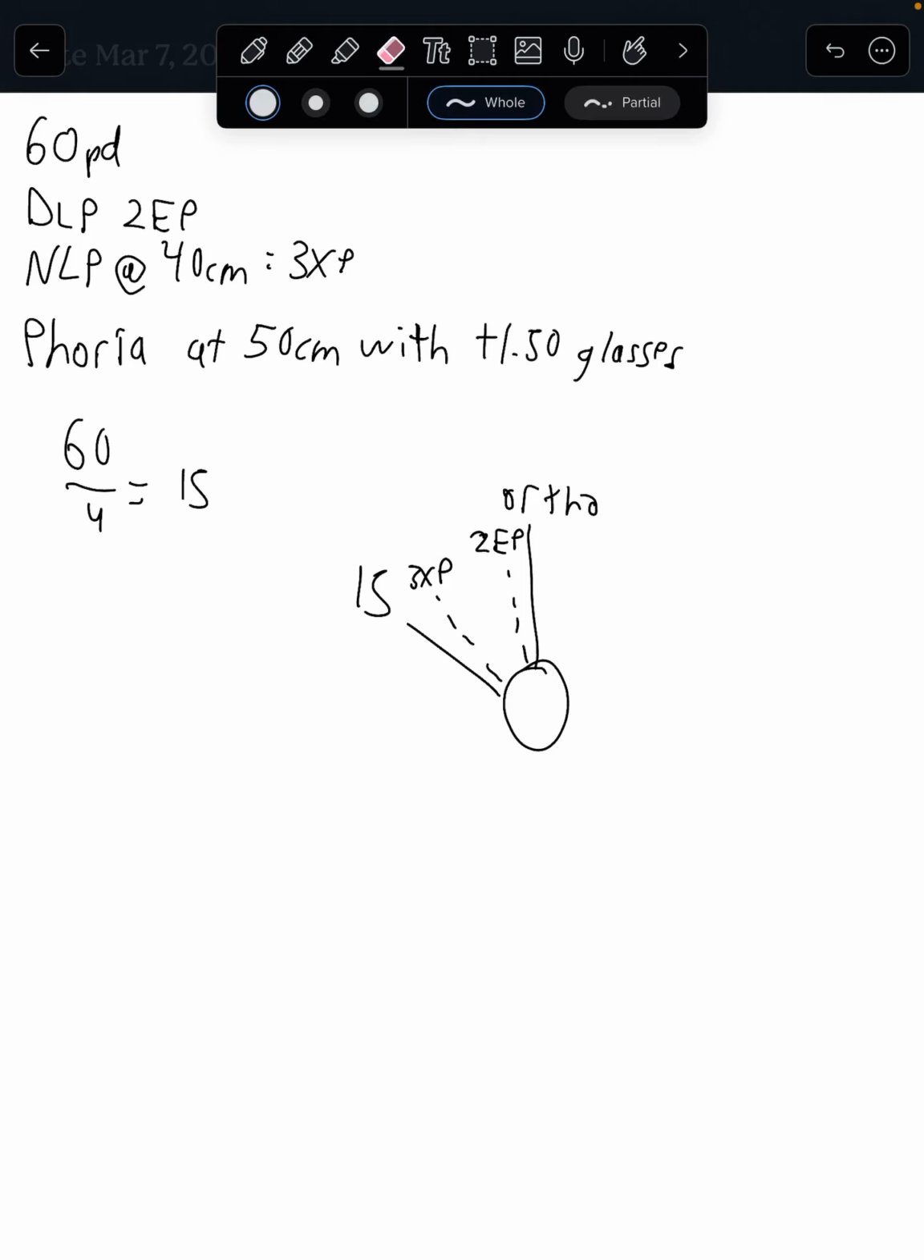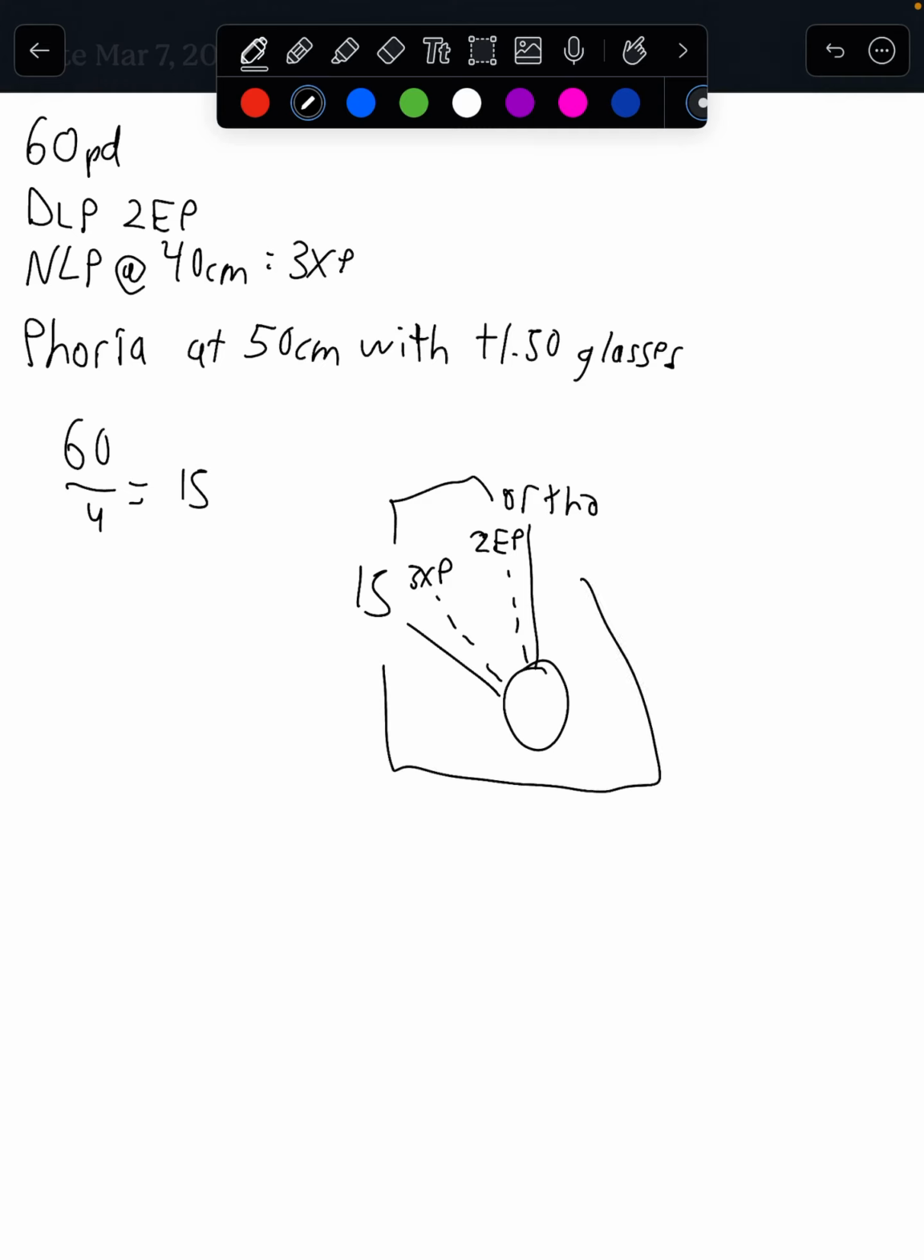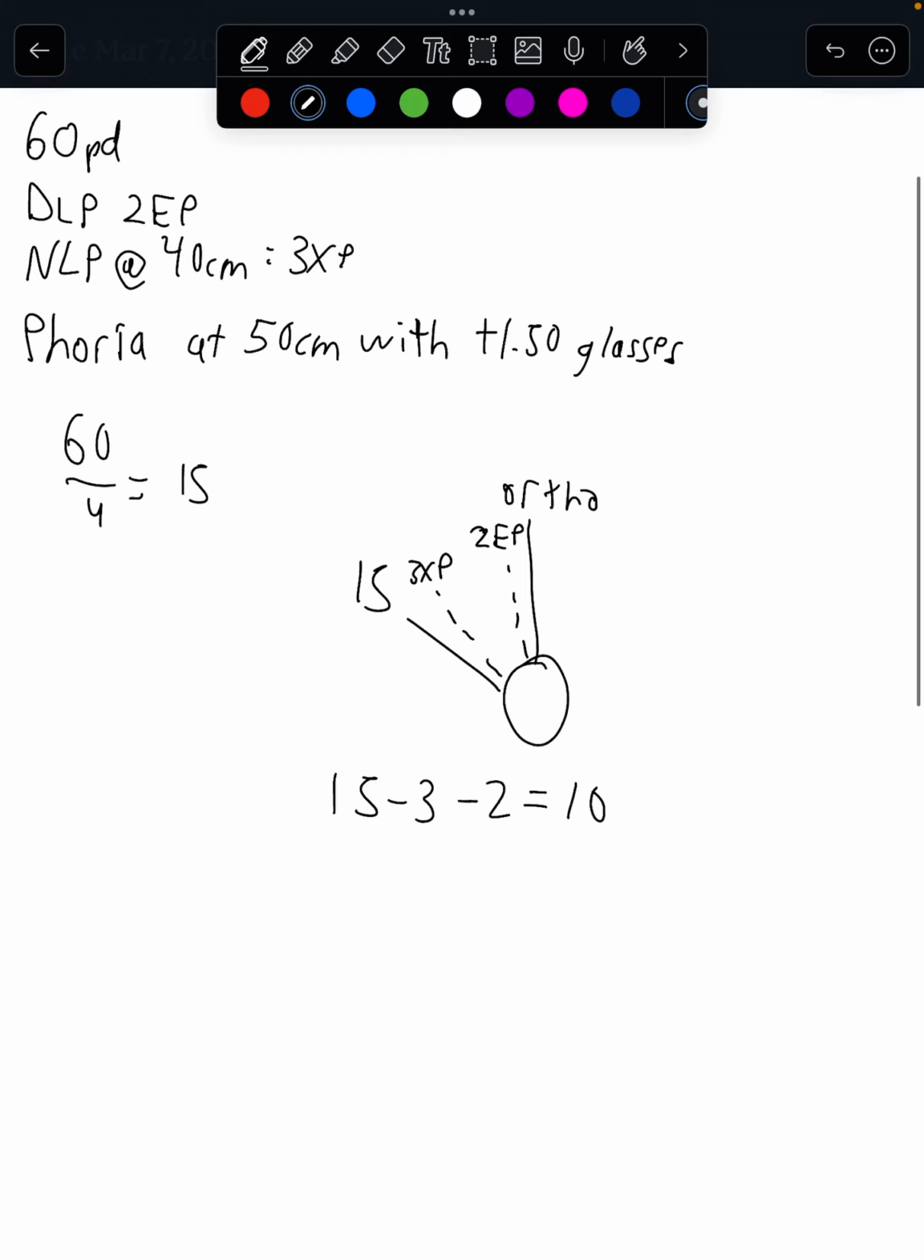Another way of getting it is convergence demand minus everything that's between the two lines plus everything that's outside of the two lines. In this case, the 3 XP is between the two lines and the 2 EP is between the two lines. So we're going to subtract both. So 15 minus 3 minus 2 equals 10. So we ended up with the same number. The total amount that converged is 10.